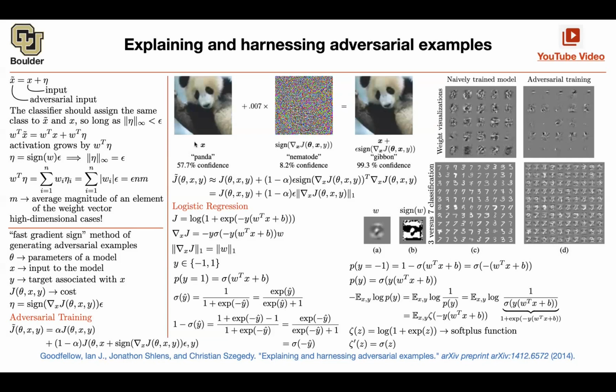One of them is this. You have your image, you have the corresponding loss, you take the gradient of your loss with respect to the input, you take its sign, multiply it by epsilon. Epsilon is the magnitude of your perturbation. In this case, it is 0.007. You add these two together, and that's going to give you a new image. That's going to get classified totally different from what it is supposed to be classified as.